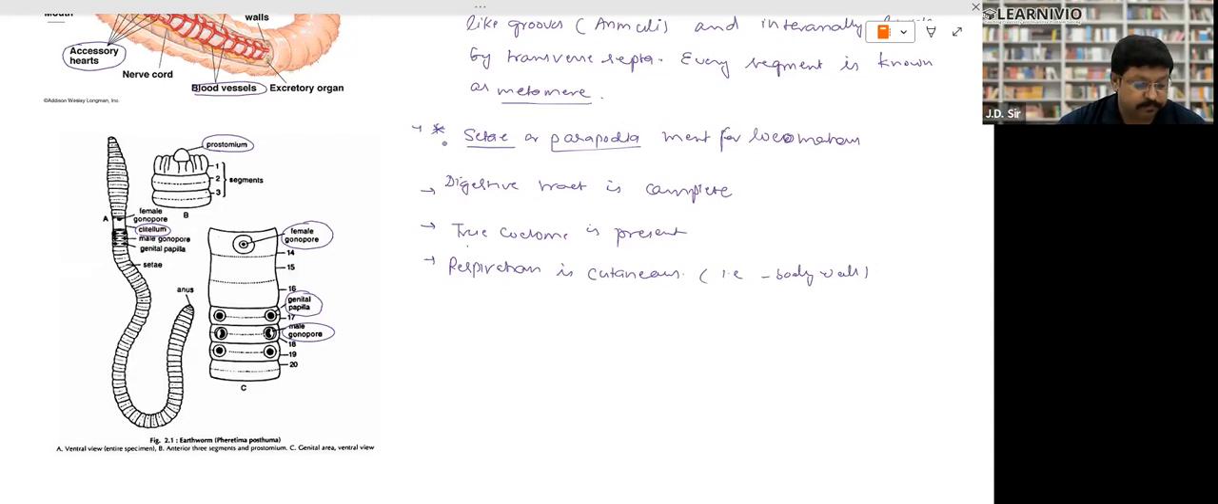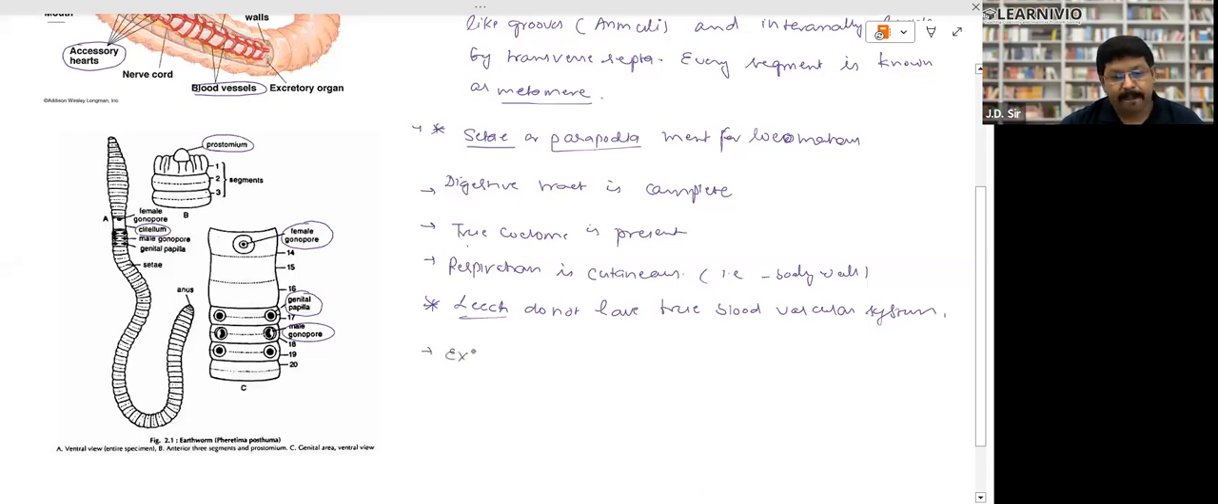And what is the question? Question is that leech belongs to this phylum. Leech do not have true blood vascular system. The rest of the annelid, they have the true blood vascular system, right? Excretory organ, nephridia.